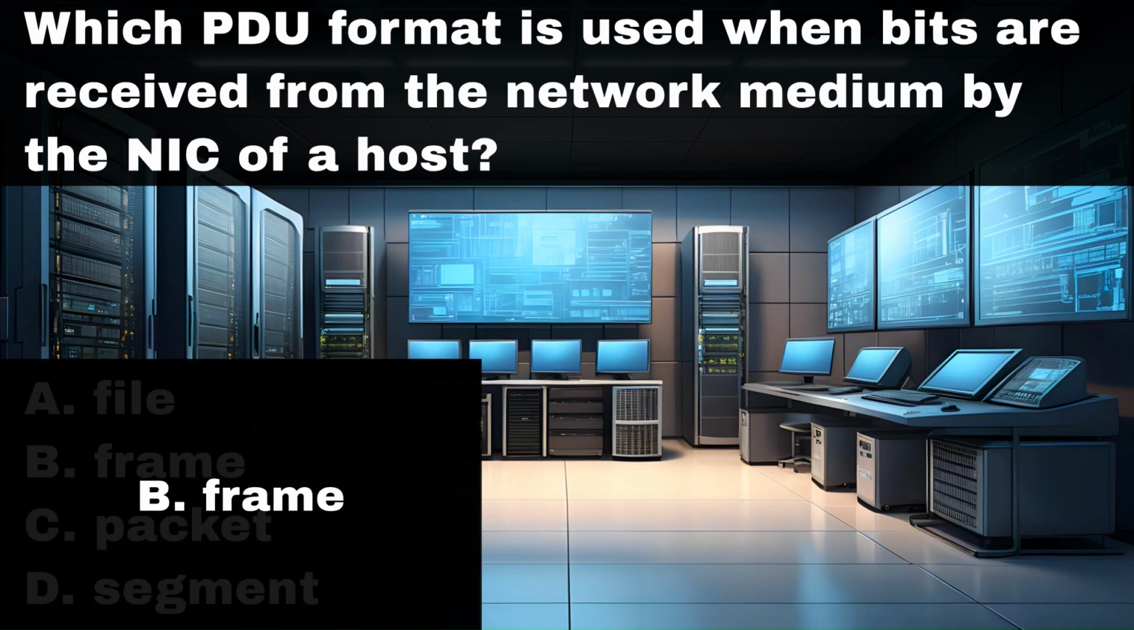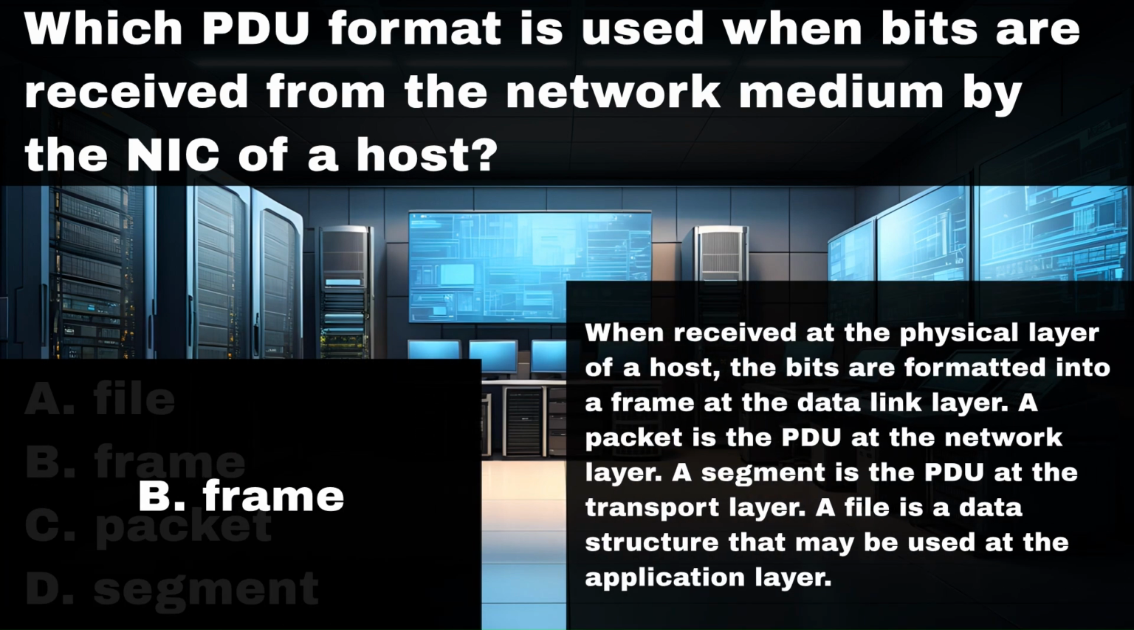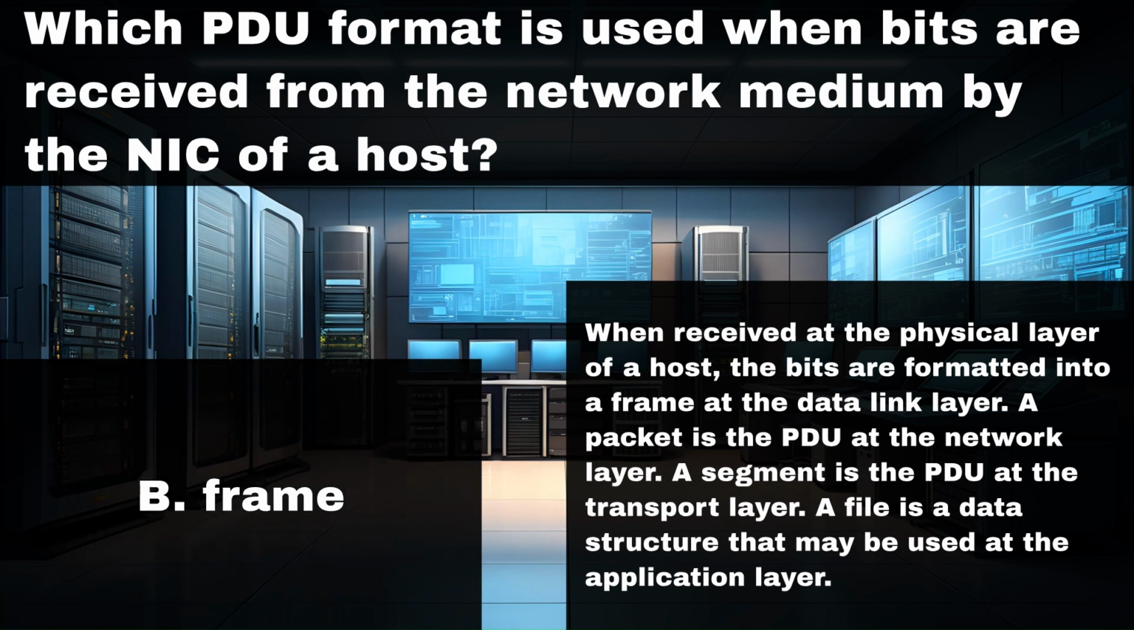The answer is B. Frame. When received at the physical layer of a host, the bits are formatted into a frame at the data link layer. A packet is the PDU at the network layer. A segment is the PDU at the transport layer. A file is a data structure that may be used at the application layer.